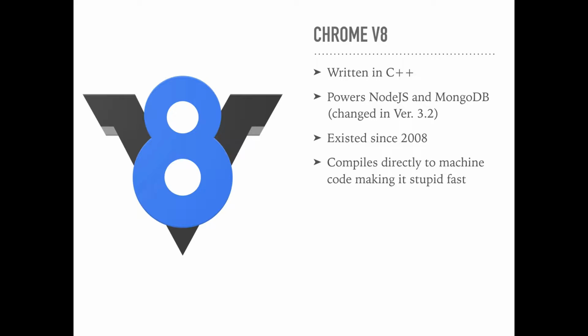So Chrome, they have the wonderful V8 engine, right? It's written in C++, which makes it really, really fast because it compiles straight down to machine language. So that is ridiculously quick. It currently powers Node. It's the backbone of Node. It did power MongoDB up to version 3.2, and then they switched over to Spidermonkey, which is in Firefox. It's existed since 2008. It's good, right?